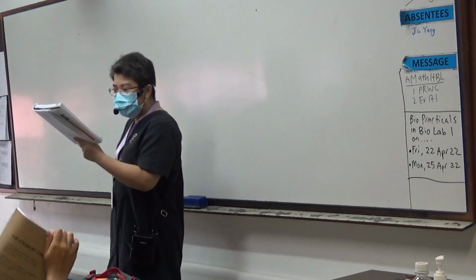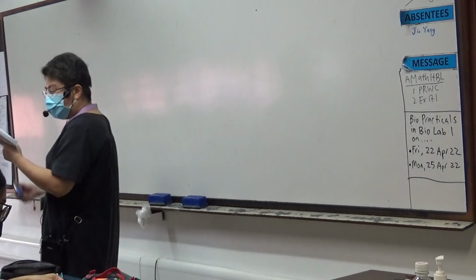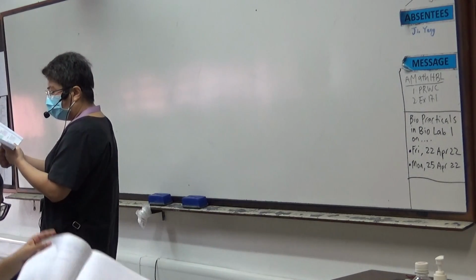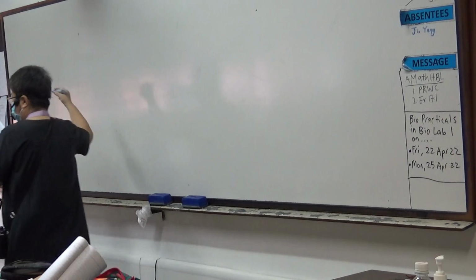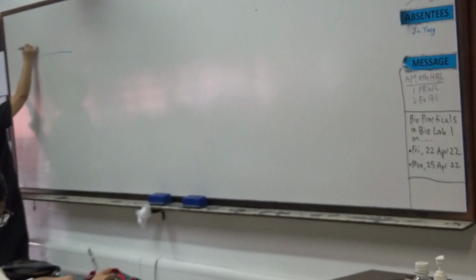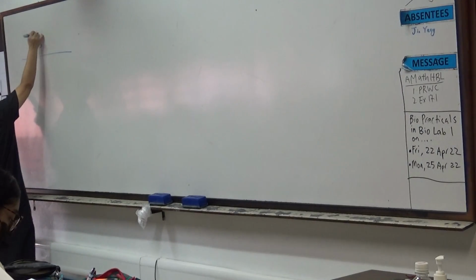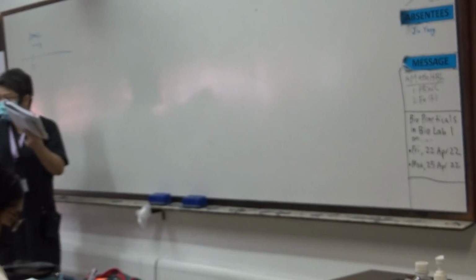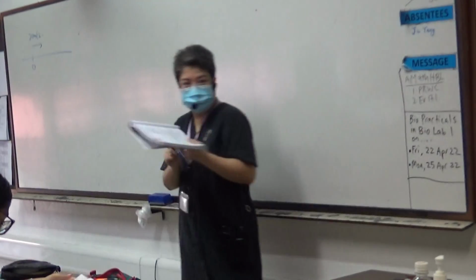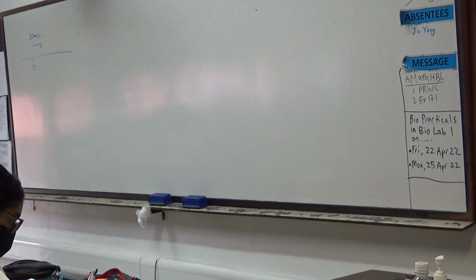A particle moving in a straight line passes through a fixed point O with a velocity of 20 meters per second. Okay, that means the thing will pass through O and it will pass at 20 meters per second. Do you understand what they're talking about?